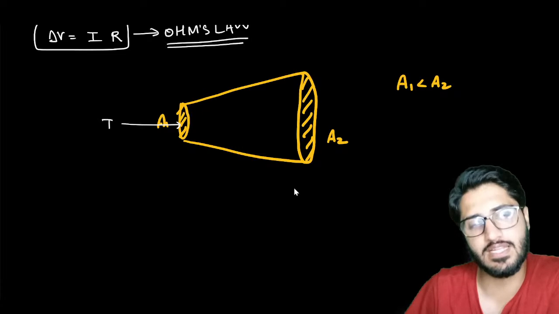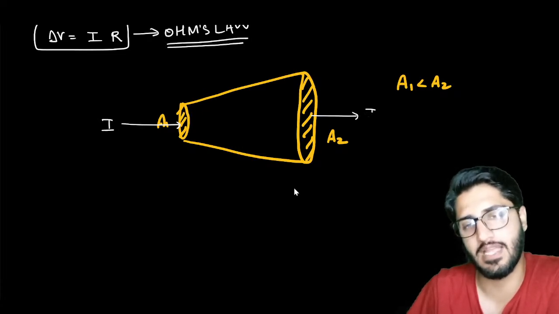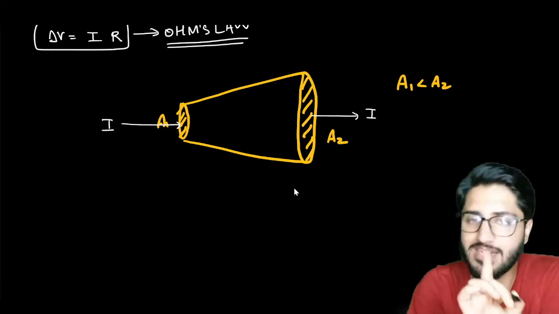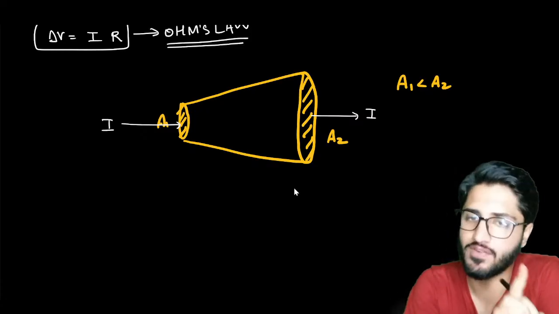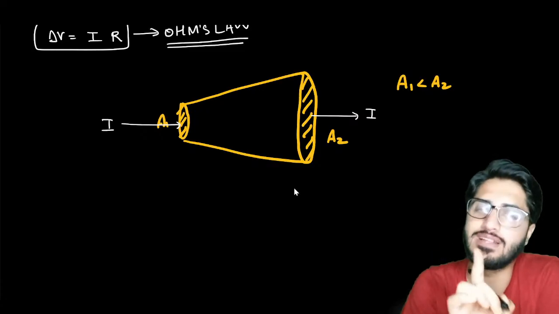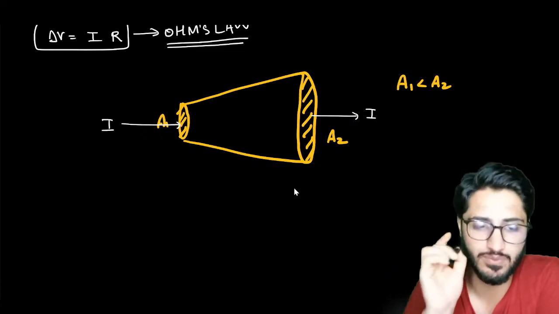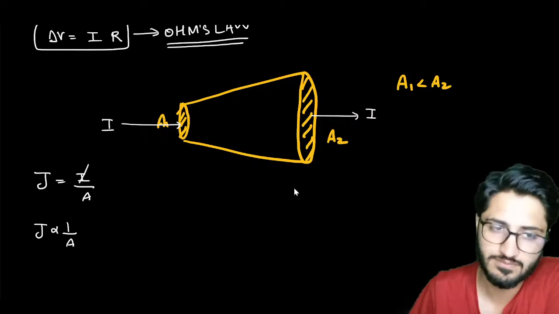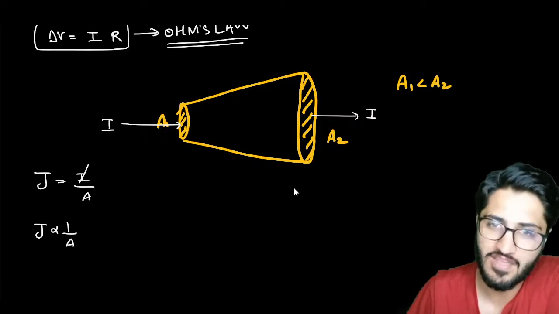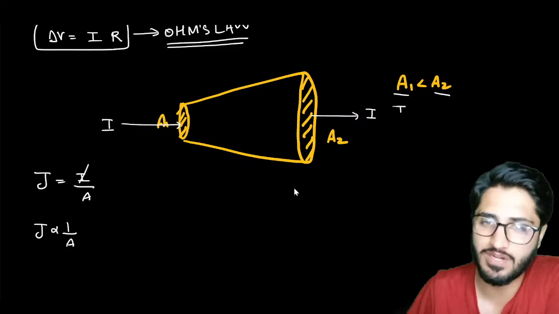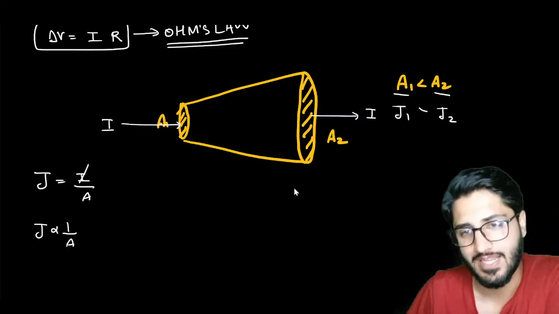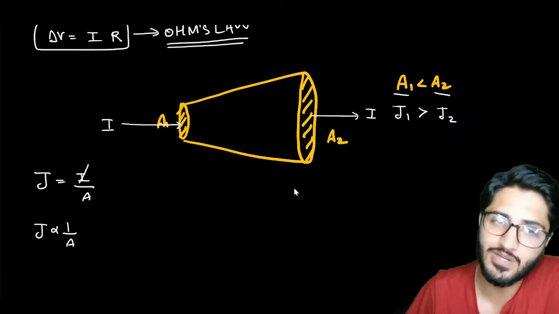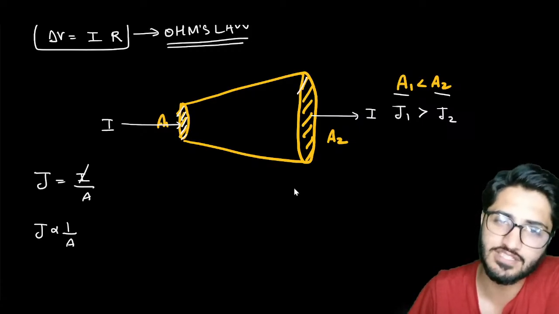If current I is going inside it, it will leave with the same current I. Current is constant. Current is going from left to right. Current will flow through A1, the same will flow through A2, and A1 is less than A2. So what is J? Sir, J is equal to I by A. I is constant. So can I write J is inversely proportional to the area? Clear? If A1 is less than A2, then can I write now what is the J1 and J2 relation? Current density in this face is more than current density in this face.